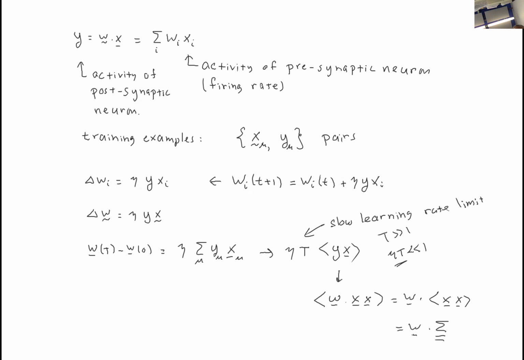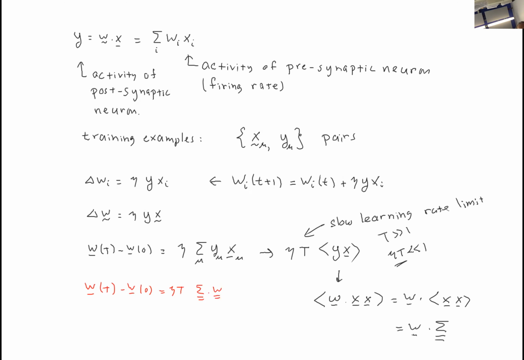Remember, even though t is large, we've looked at a lot of training examples. The large number of training examples, t much greater than one, allows us to put this average here, and a to t much less than one allows us to replace y by w dot x, okay? So what that gives us is that W of t minus W of zero equals a to t sigma dot W.